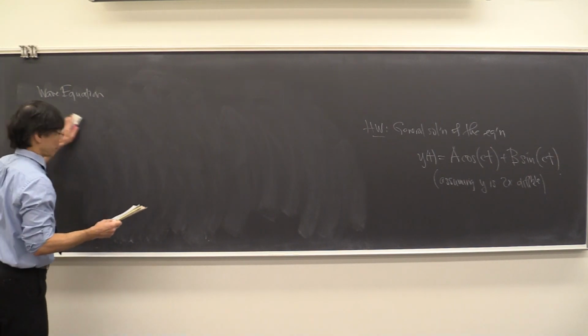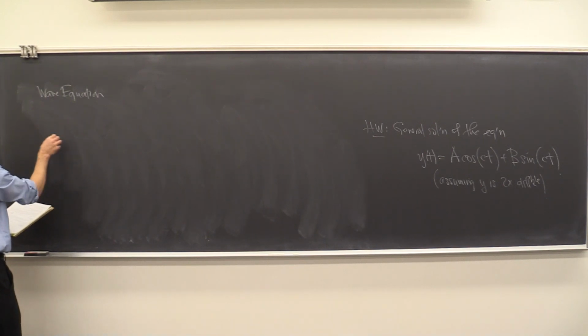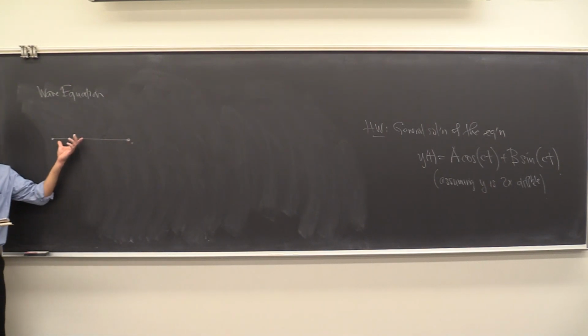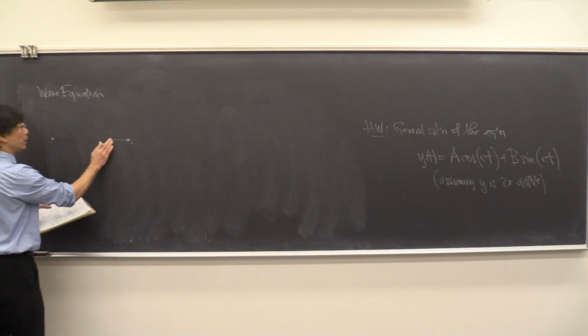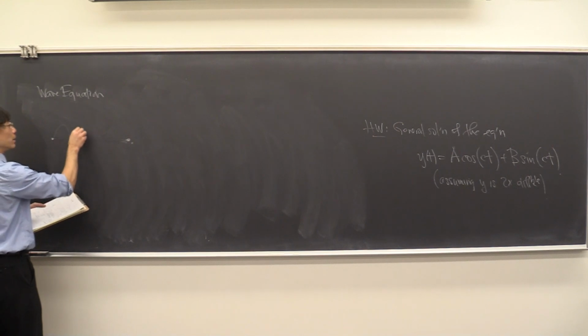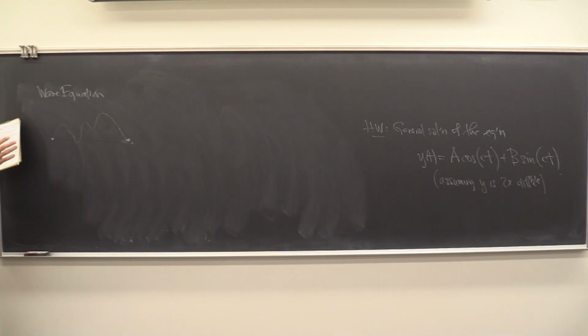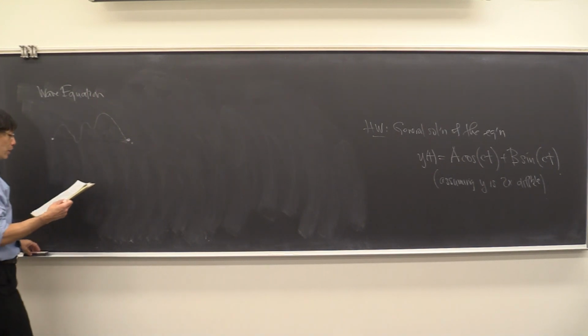So here's the setting. You have a string that is bound at both ends. It's fixed at both ends. Okay, and you set it up in some initial position, and then you let it go. Okay, and you want to know how the string moves through time. Like how does that depend on the initial position, et cetera.